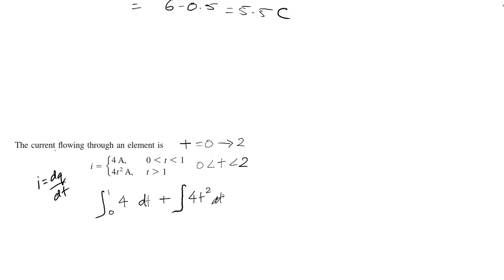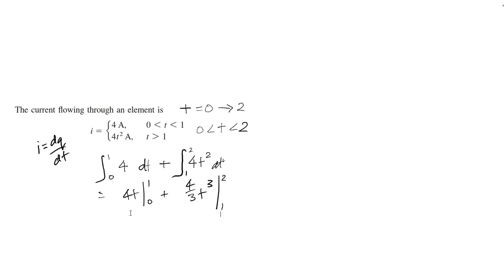In order to do that, we have to integrate both of these. The first one is very simple. It's simply 4t plus 4 over 3 t cubed. The first is from 0 to 1, and this is from 1 to 2. Moving down, for the first we get 4 minus 0, which is simply 4, so this becomes 4 plus what we get here.